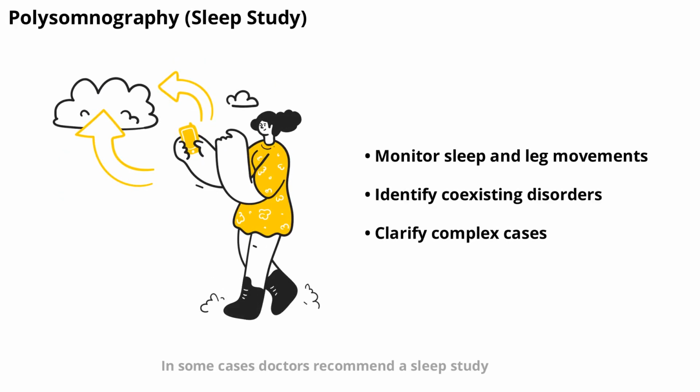In some cases, doctors recommend a sleep study, known as polysomnography, to evaluate for other sleep disorders that might mimic or coexist with RLS. During this overnight test, sensors monitor brain waves, heart rate, breathing, and leg movements. The results help distinguish RLS from conditions like periodic limb movement disorder or sleep apnea. While not always necessary, polysomnography can provide valuable insights in complex or unclear cases.